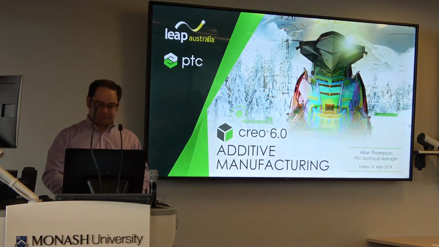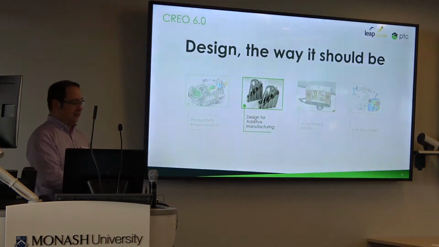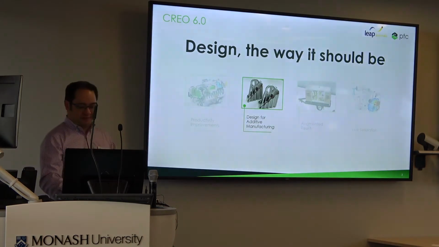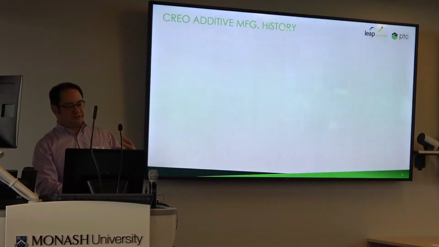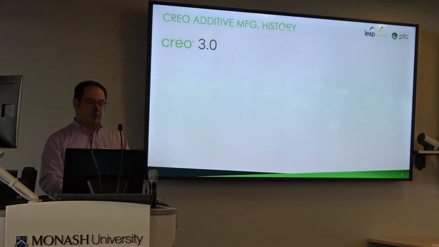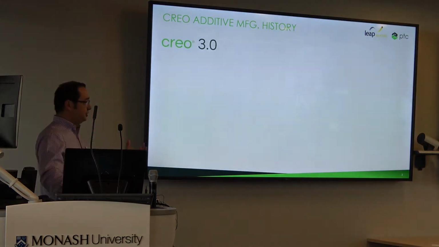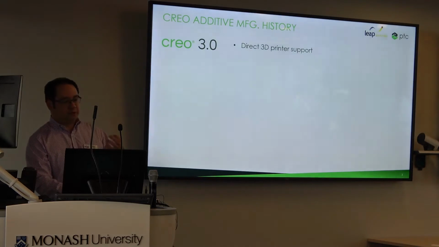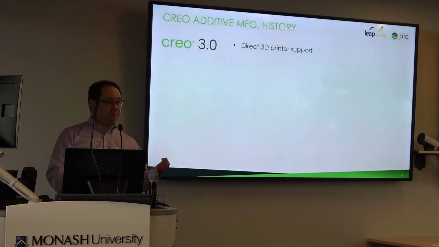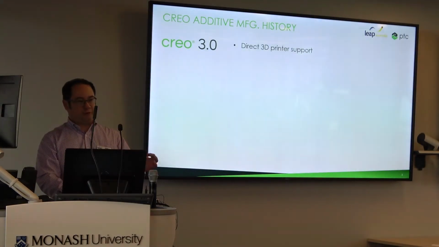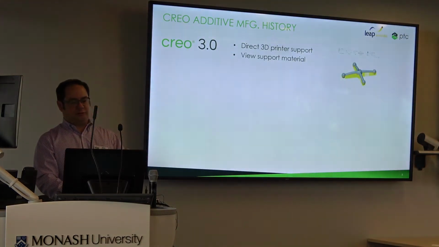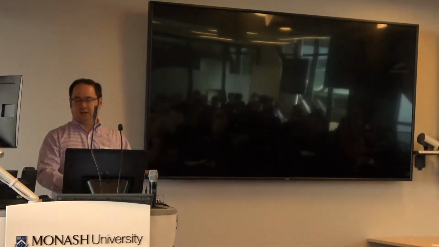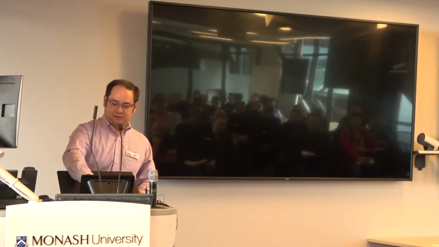Okay. All right. So, talking about additive manufacturing, the design for additive manufacturing. In terms of Creo and the history for additive manufacturing, those capabilities were first introduced in Creo 3, where we saw direct 3D printer support for some of the Stratasys printers, so you could go directly from Creo straight into that printer. That lets you do things like looking at support material, calculating build times, applying surface finishes, and validating your geometry.